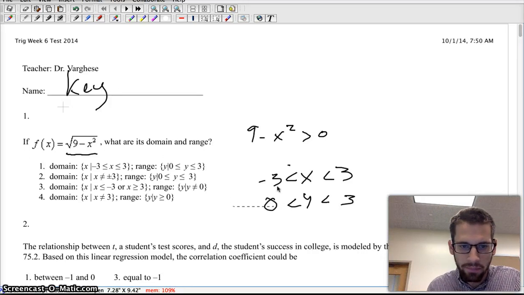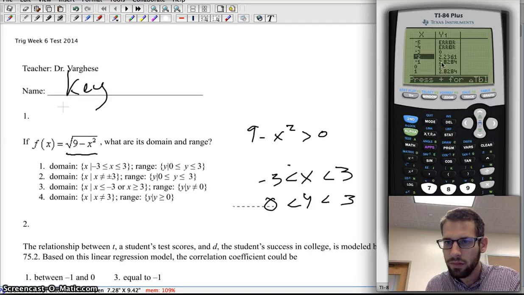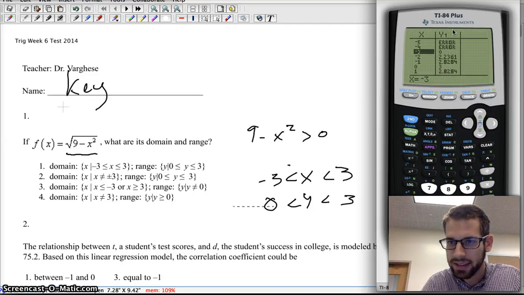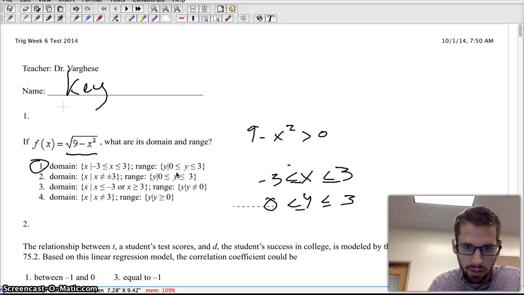And then to figure out if these points are included, I can take a look at my table. So I can see that x includes -3, and it includes +3, and then y includes 0 and 3. So I know that these are included, which means that my answer is answer choice number 1.